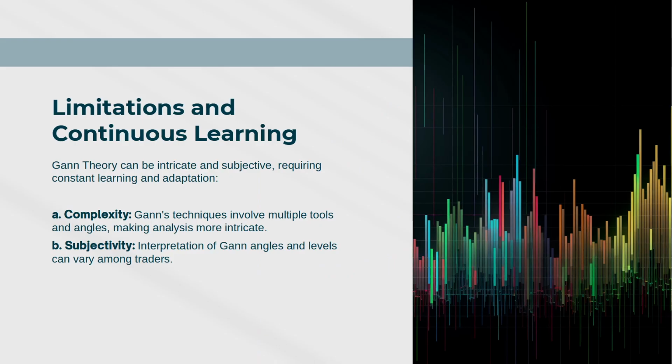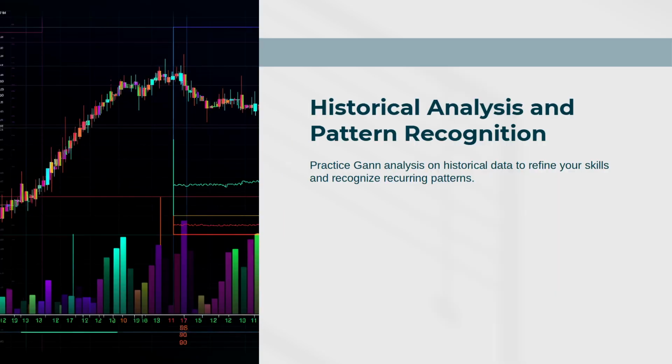Limitations and continuous learning. Gann theory can be intricate and subjective, requiring constant learning and adaptation. Complexity. Gann's techniques involve multiple tools and angles, making analysis more intricate. Subjectivity. Interpretation of Gann angles and levels can vary among traders.